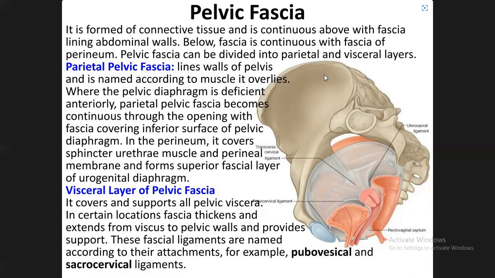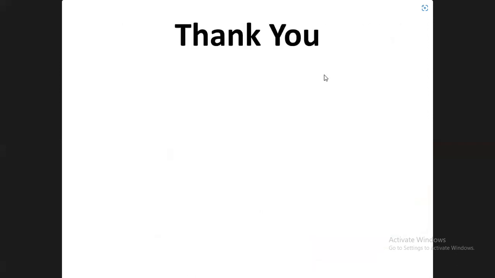Then the visceral layer is simply a condensation of the loose areolar tissue that is around the pelvic viscera as well as blood vessels. It's quite loose and thin. Right. Then in certain locations, this visceral layer would thicken and form fascial ligaments. For example, the pubovesical and the sacrocervical ligaments. Right. That's just about it.